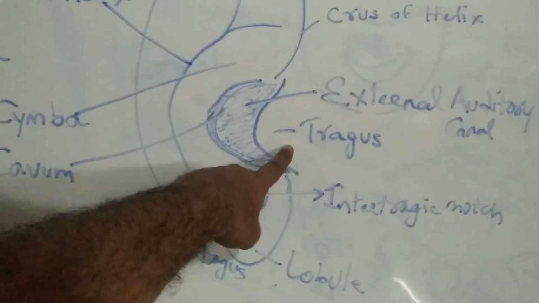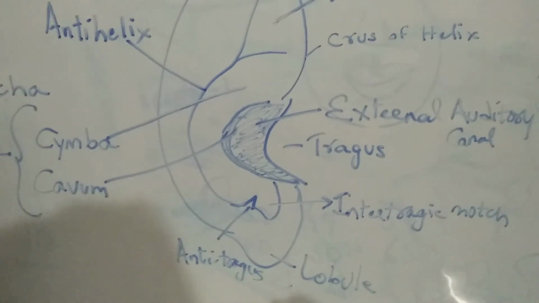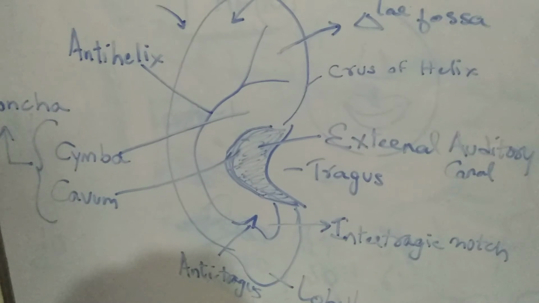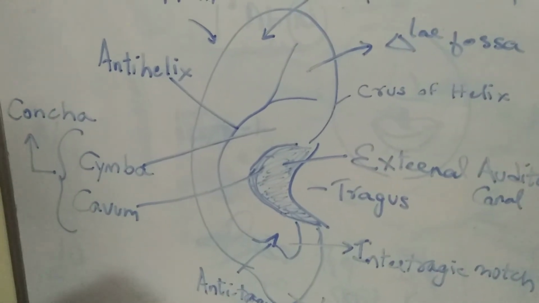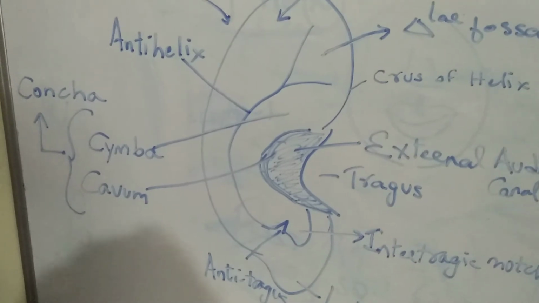Now there is a tragus, there is an antitragus. Between the two there is one notch-like depression. It's called the intertragic notch. So that is about the tragus, antitragus and intertragic notch.